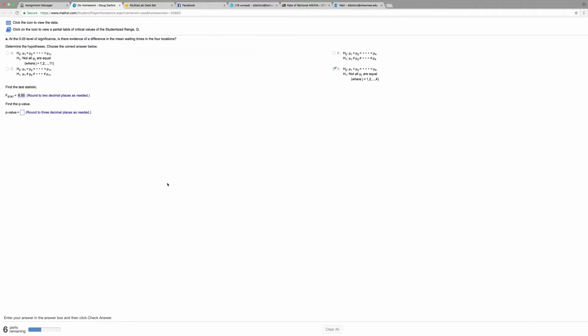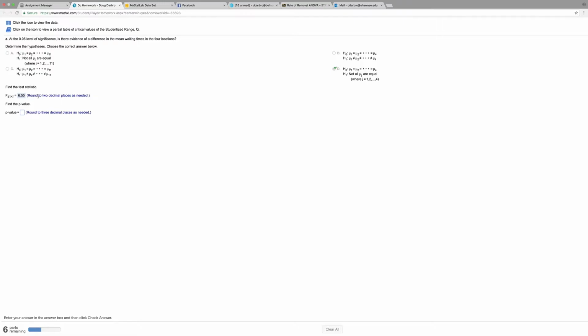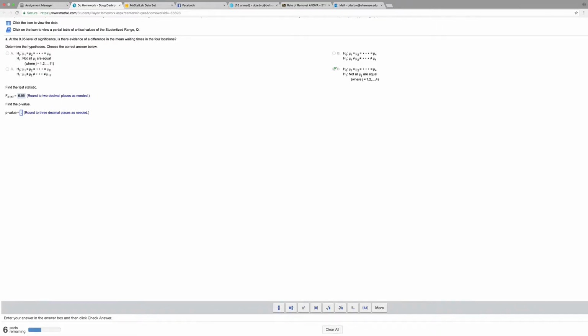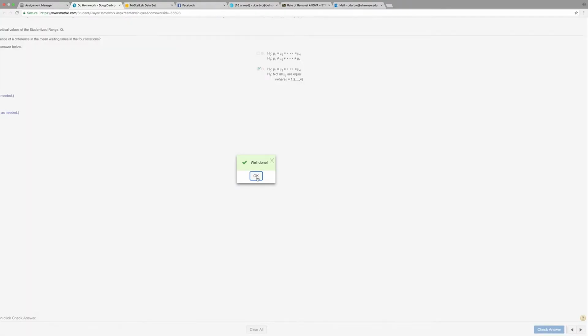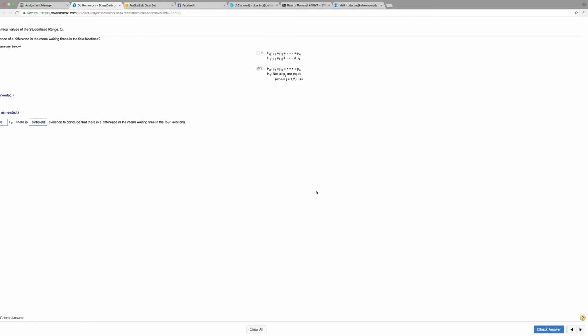Calculate the p-value. Well, that works out nicely. 0.001. So we do have significance. So since the p-value is less than alpha, we reject the H0. Sorry. So there is sufficient evidence to conclude there's a difference in wait time for hospitals.